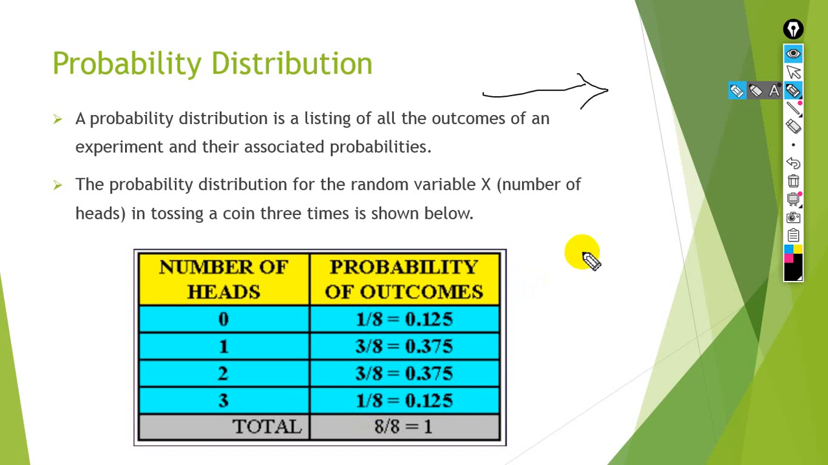Why did we take 8? Because the total number of sample points in the sample space is 8. The total number of sample points in the sample space is 8. So it means n is equal to 8.